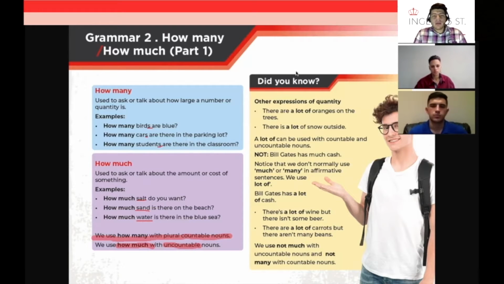let's talk about, well, the did you know box, la caja did you know. Other expressions of quantity. There are a lot of oranges on the trees. There is a lot of snow outside. Ok, en esta parte lo que queremos poner atención es hacia a lot. A lot es importante. ¿Por qué? Porque tanto esa expresión como la expresión un poco más británica que es lots of, que significa exactamente lo mismo, ambas tienen una característica y es que se pueden utilizar tanto con uncountables como con countables. Y se pueden utilizar con estructuras singulares o estructuras plurales.